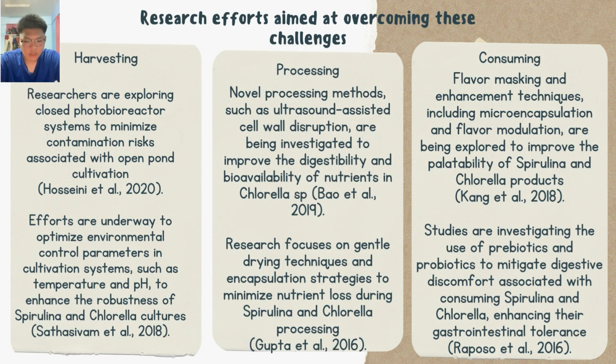So to overcome the harvesting challenges, researchers are exploring closed photobioreactor systems to minimize contamination risk associated with open pond cultivation. Efforts are underway to optimize environmental control parameters in cultivation systems, such as temperature and pH, to enhance the robustness of spirulina and chlorella cultures.